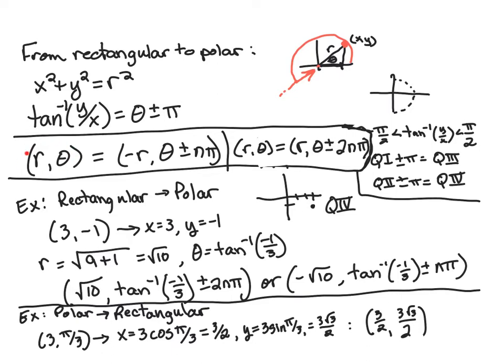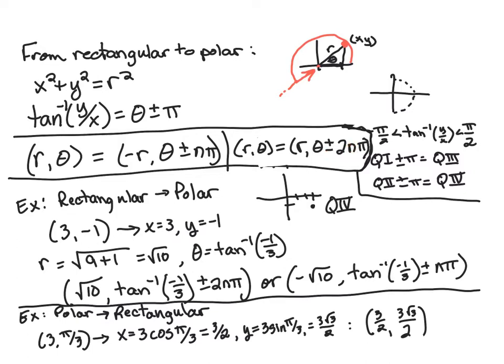r theta or negative r and theta adjusted by a pi, either forward or backward, so plus or minus. And you can find an infinite number of coordinates for the exact same point by taking whatever theta is and just going all the way around the circle, forward or backward, as many times as you want.